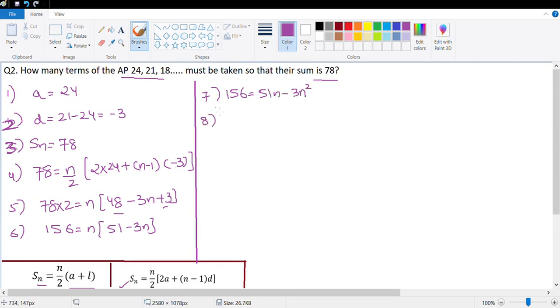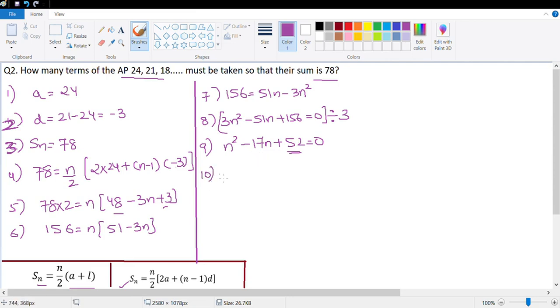Bringing everything to the left hand side, I get 3n² - 51n + 156 = 0. Dividing both sides by 3 because I notice all elements have 3 in common, this gives me n² - 17n + 52 = 0. So I have a quadratic. I need to find factors of 52, the sum of which would be -17.